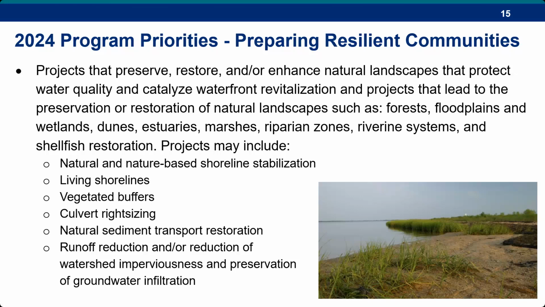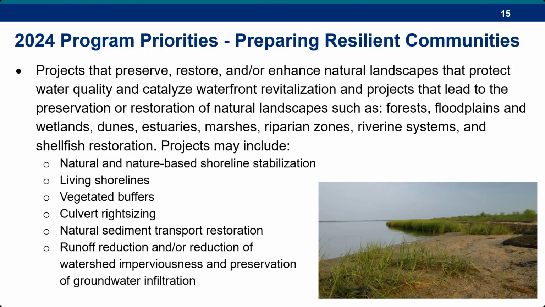A few examples are natural and nature-based shoreline stabilization, living shorelines. These provide an alternative to hard shoreline such as bulkheads by instead utilizing plants and other natural materials to stabilize shorelines while also improving habitat and resilience. Vegetative buffers, culvert right-sizing, natural sediment transport restoration. For example, this could be a stream restoration project that recreates the proper stream channel design, dimension, pattern, and profile of the stream channel that moves water and sediment without causing aggradation or degradation.